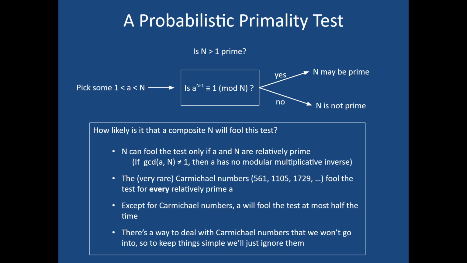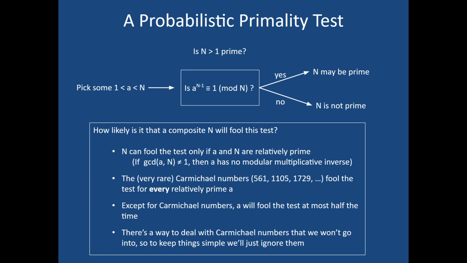Yeah. If they're not relatively prime, then it wouldn't pass Fermat's test. Or no. So the question is, it says here, if a and n are not relatively prime, in other words, their GCD is not 1, then a has no modular multiplicative inverse mod n. We know that from before. Two numbers have to be relatively prime for there to be an inverse. But what's that have to do with fooling the Fermat test?